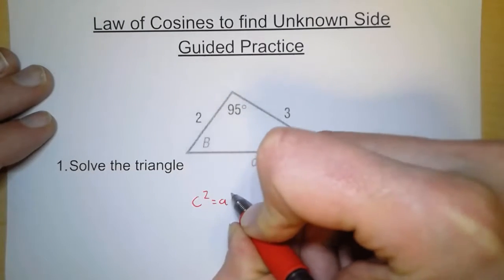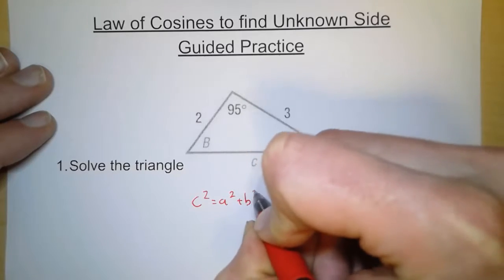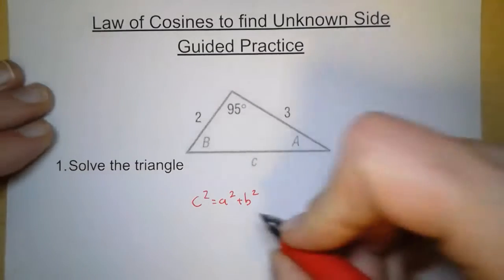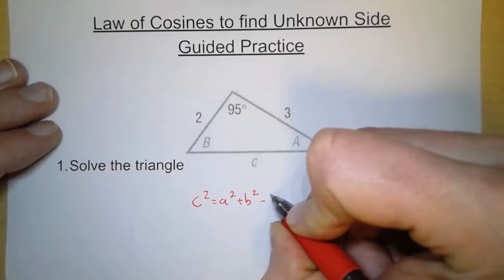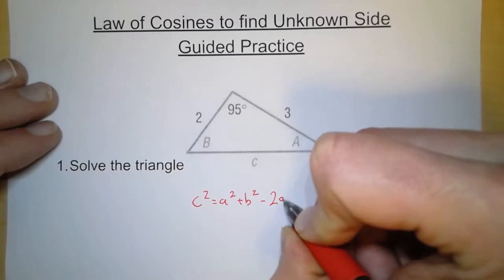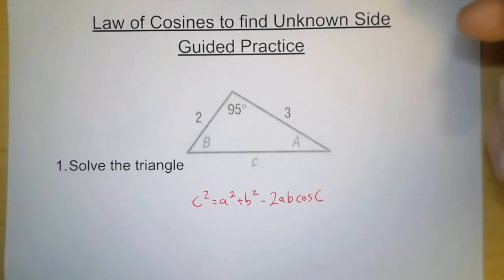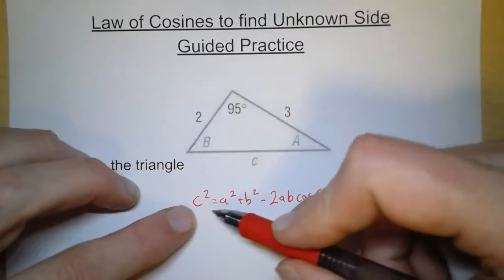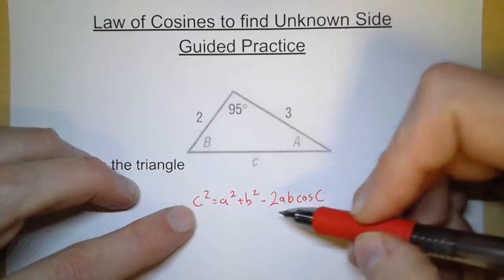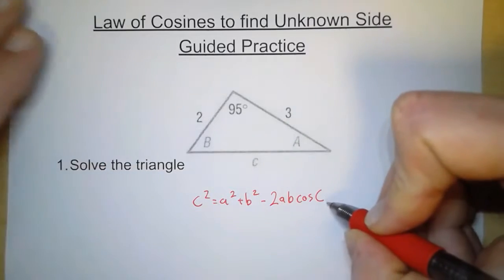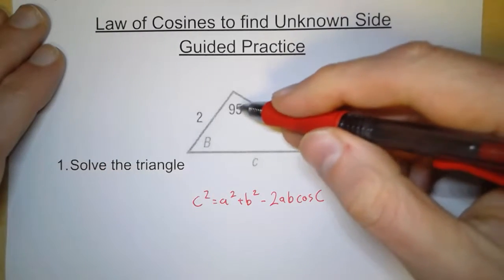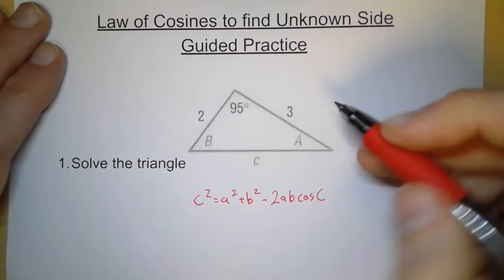So c squared equals a squared plus b squared. Now it starts off looking like the Pythagorean theorem, but then we have this extra bit on the end, minus 2ab cosine of c. Now c, a, and b up here are all side lengths. They're all lowercase, but this C up here is an angle. So that means that's what we're going to put in for 95.